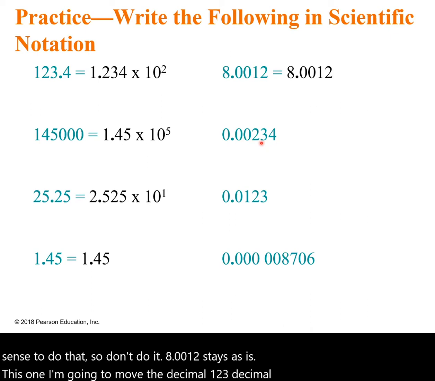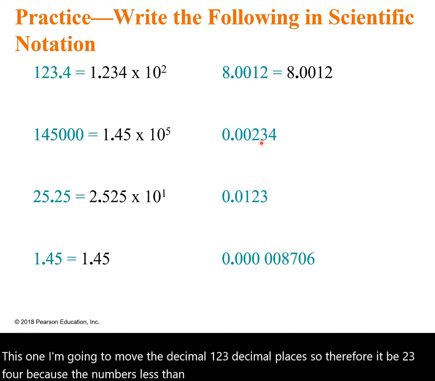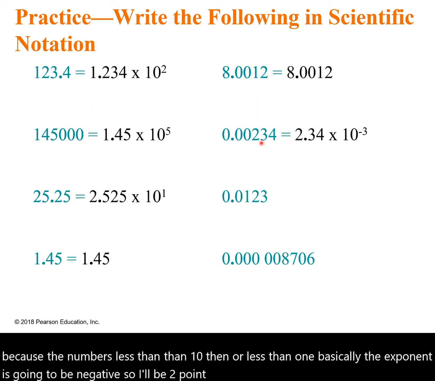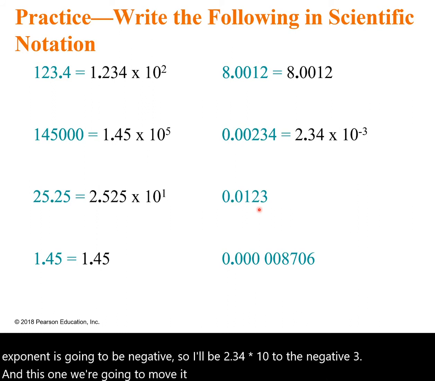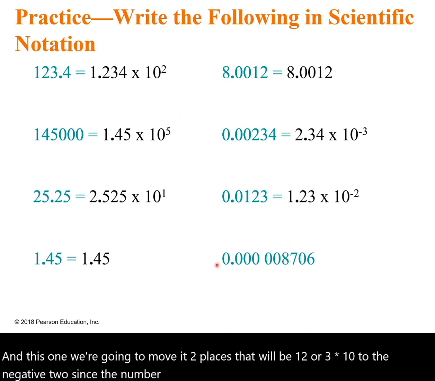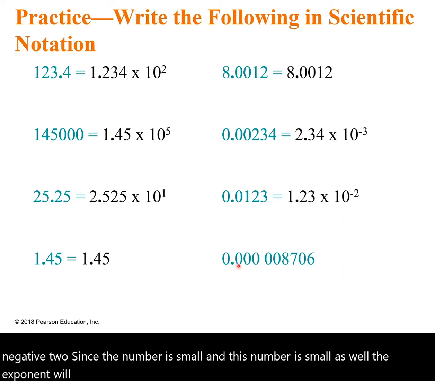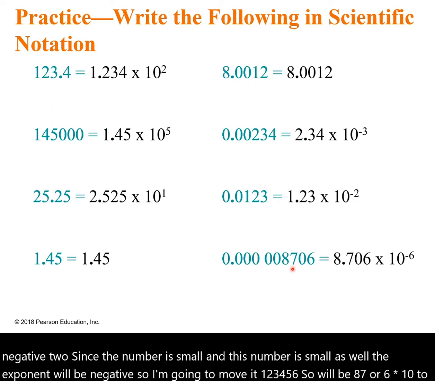This one, I'm going to move the decimal point 1, 2, 3 decimal places. So therefore, it'll be 2.34 because the number is less than 1, basically, the exponent is going to be negative. So it'll be 2.34 times 10 to the negative 3. And this one, we're going to move it 2 places. It'll be 1.23 times 10 to the negative 2 since the number is small. And this number is small as well. The exponent will be negative. So I'm going to move it 1, 2, 3, 4, 5, 6. So it'll be 8.706 times 10 to the negative 6.